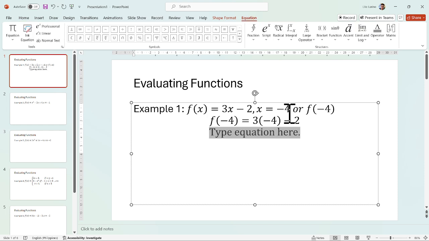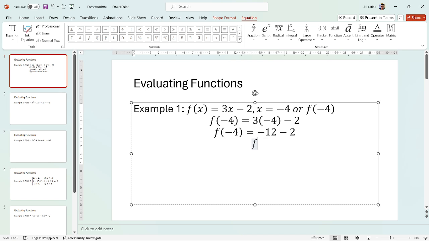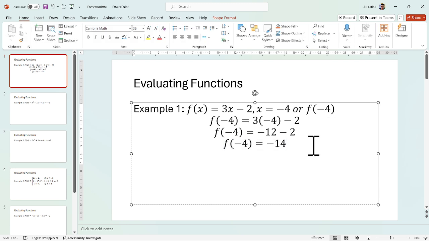We have f of negative 4 is equal to, what is 3 times negative 4? That is equal to negative 12 minus 2. Thus, our function f of x equals 3x minus 2 is equal to negative 12 minus 2, which is negative 14 when x is equal to negative 4. That is, when x is negative 4, y is equal to negative 14.